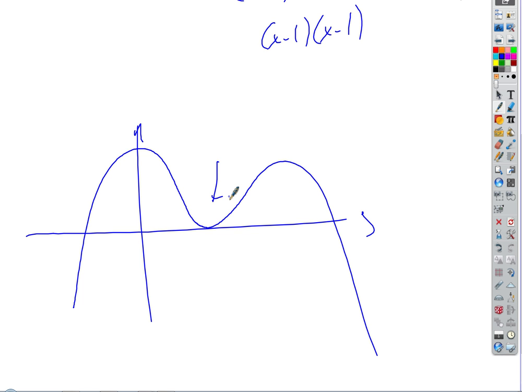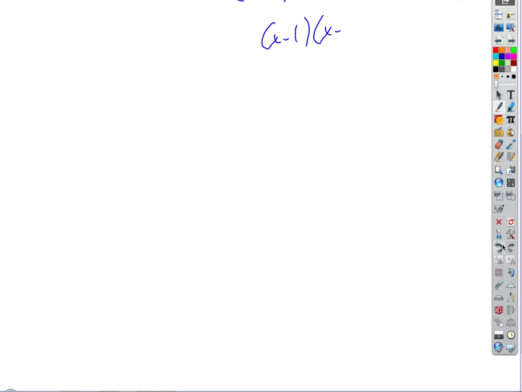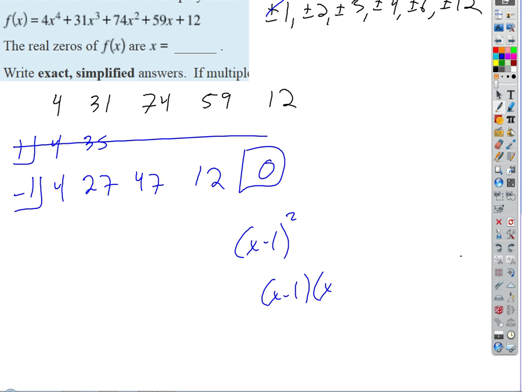What's unique about that 0 right there? Yeah, it's tangent, and so that's going to be an x-intercept that corresponds to a squared factor, right? Remember that stuff? Okay. So we'd have to check -1 again. It could work again. It could be a double root. In other words, how do we describe that?